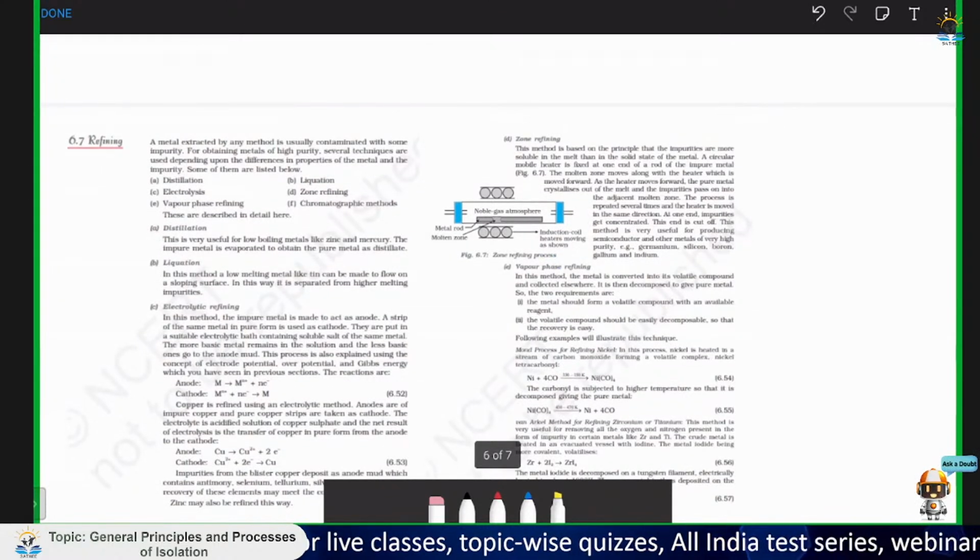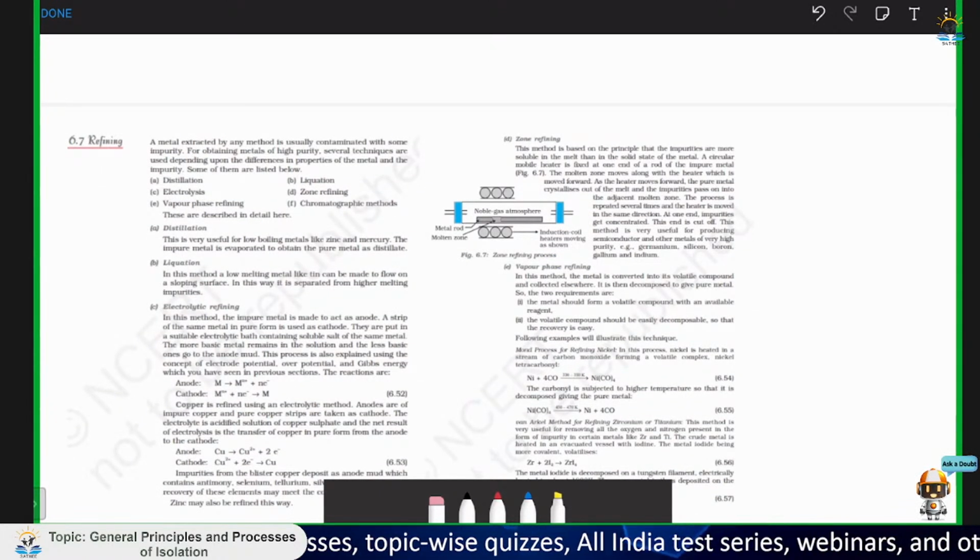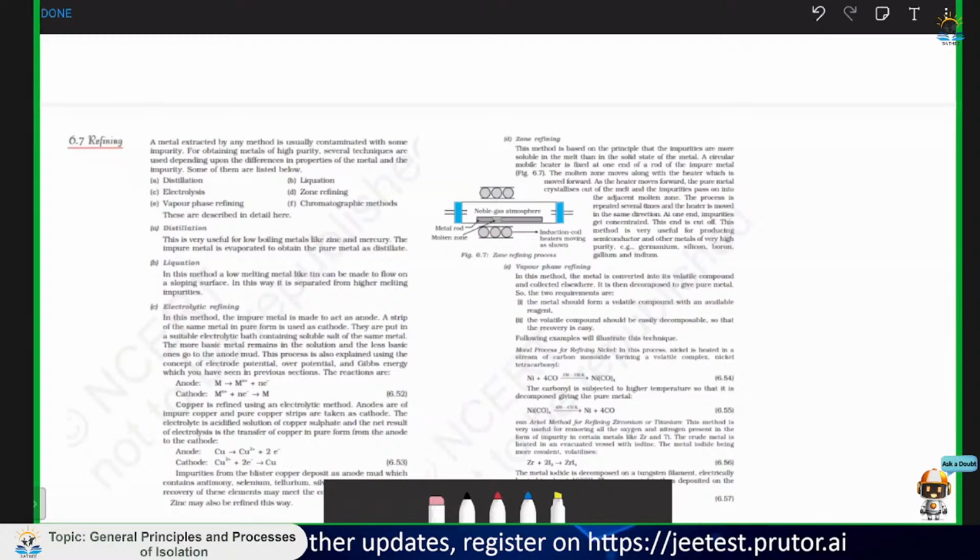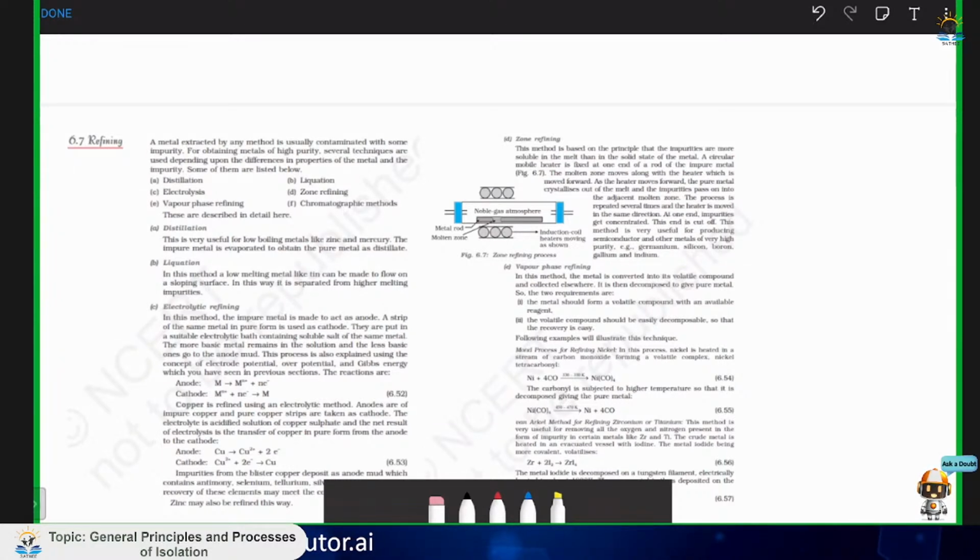Final step. For most metals, you have the crude metal of that thing, except gold and silver. For gold and silver also, you're going to have the crude metal kind of thing itself. Now from this crude metal, you're essentially purifying the crude metal into a more pure metal, so that you can use this for industrial purposes. Methods are these 6 methods: distillation, liquation, electrolysis, zone refining, vapor phase refining, chromatographic methods.